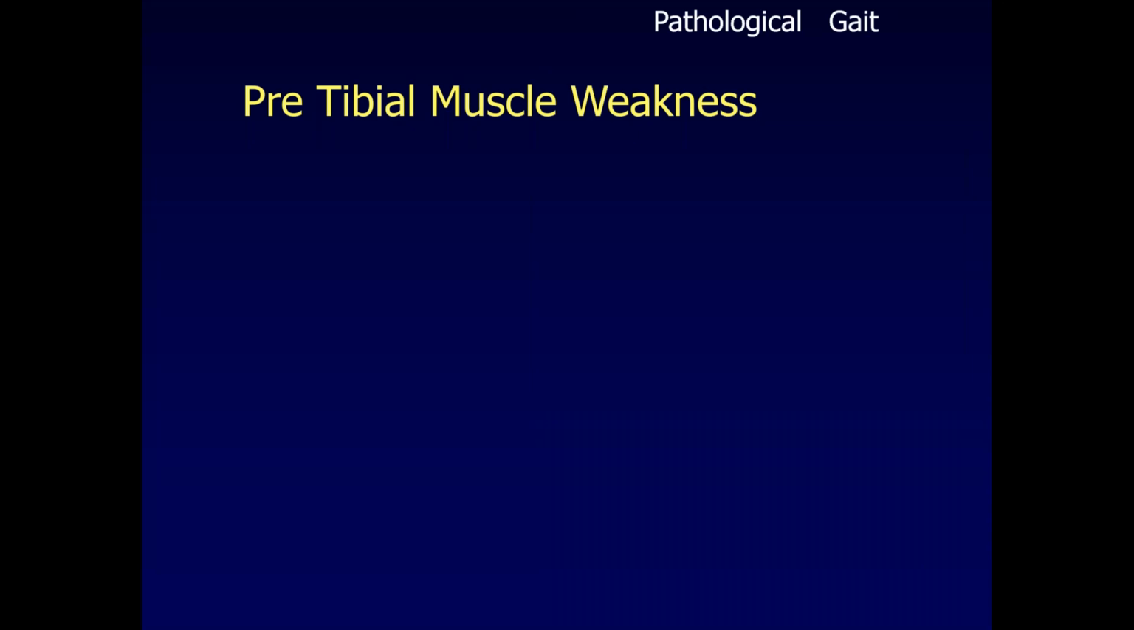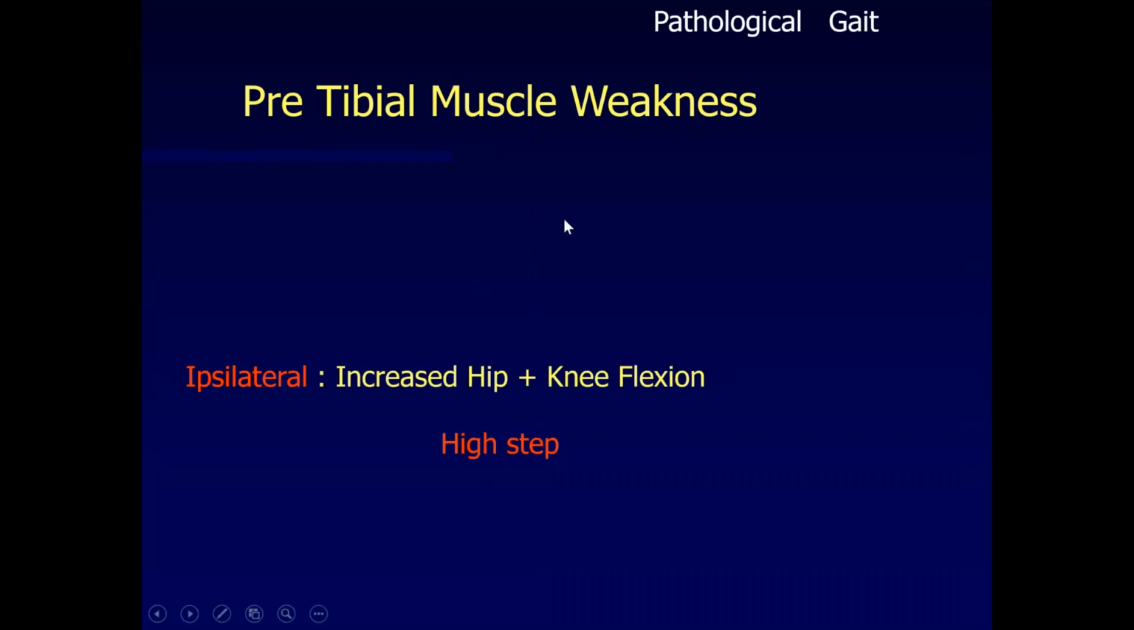Now, similarly, there is what is known as pretibial muscle weakness. Pretibial muscle weakness, like for example, the common peroneal nerve paralysis. The common peroneal nerve, as you know, supplies the tibialis anterior, extensor digitorum longus, extensor hallucis longus. So these muscles are helping the foot to be kept at 90 degrees to the tibia when the swing phase is taking place.